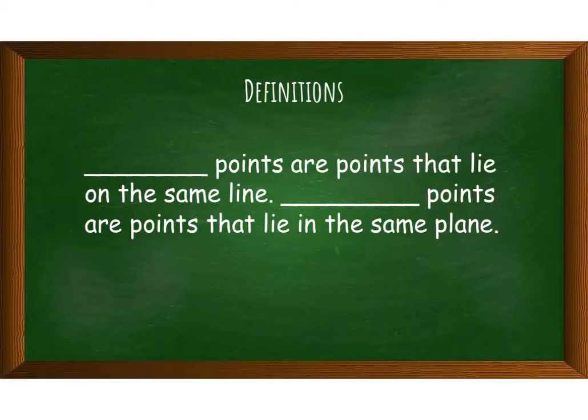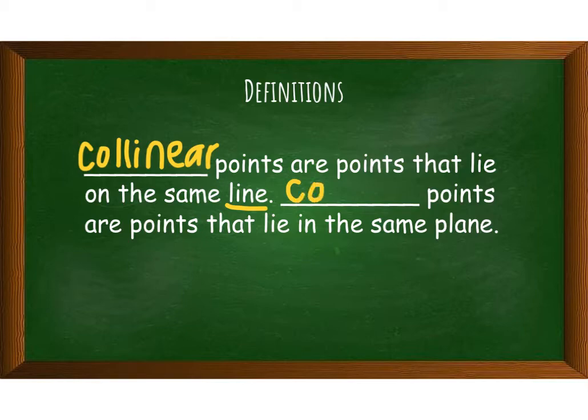So blank are points that lie on the same line, and blank are points that lie on the same plane. We're gonna call this collinear. Collinear points are points that lie on the same line. Linear, line, okay? And then coplanar are points that lie on the same plane, all right? Very simple.